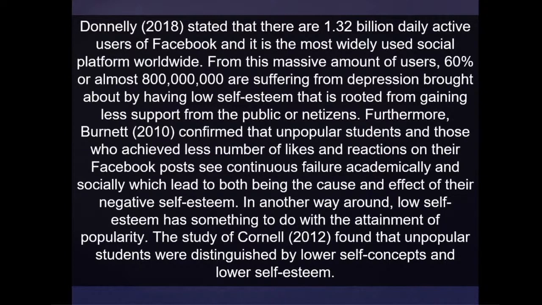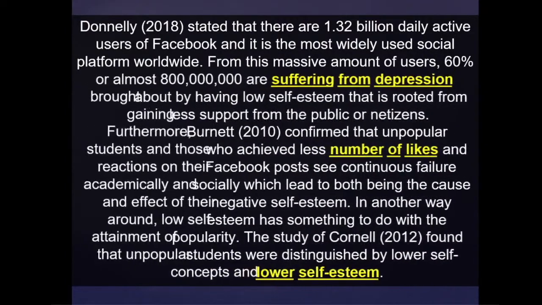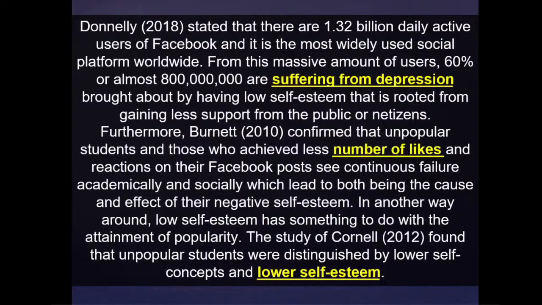Now, what does this paragraph present to us? What question does this answer? Please write your answer in the comment box. To help you with that, let's underline essential phrases. In the context of this research, what do we call the underlined phrases in the paragraph? So we have suffering from depression, the number of likes, which leads to lower self-esteem. These phrases, class, are the reasons why this research was or will be conducted.